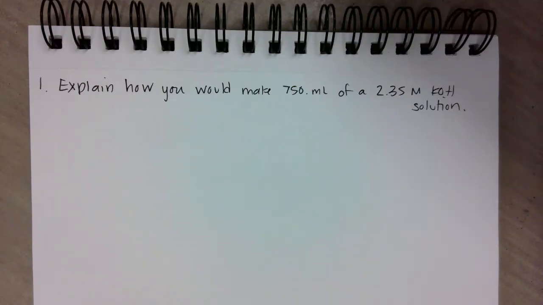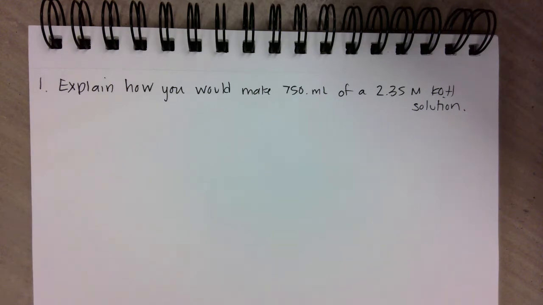Example number 1 said to explain how you'd make 750 milliliters of a 2.35 molar KOH solution. And we are going to assume in this problem you have a 750 milliliter volumetric flask. They would tell you in the problem what you would be able to be using for glassware, and you're always going to pick the most precise possible. So if they give you something crazy like, oh, you only have a graduated cylinder to use or a beaker, you're going to use the graduated cylinder because it's the most precise piece of equipment. But we'll assume in this case you've got a volumetric flask that'll work out for you.